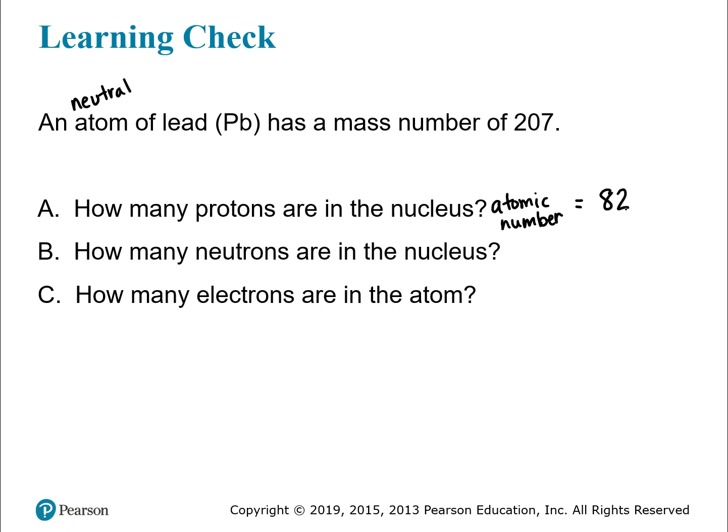It's 82. If we want to figure out how many neutrons there are in the nucleus, and we're looking at this specific isotope, then you would take the mass number, 207, and subtract the number of protons. That will give you the number of neutrons.